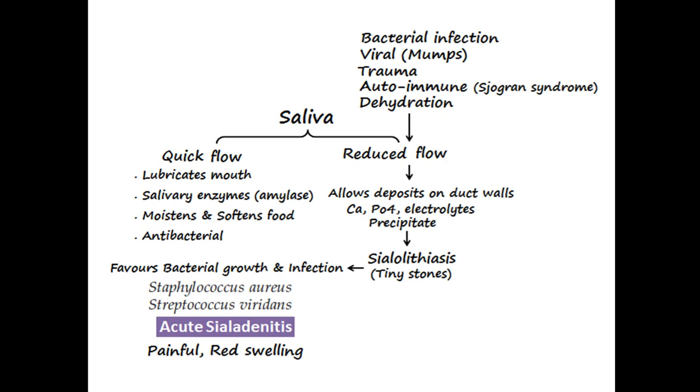The salivary amylase is different from the pancreatic amylase. Moreover, the mucus content in the saliva will moisten and soften the food, and the saliva contains immunoglobulin A antibodies, and also lysozymes, lactoferrins, and all of them kill bacteria and have antibacterial effects.